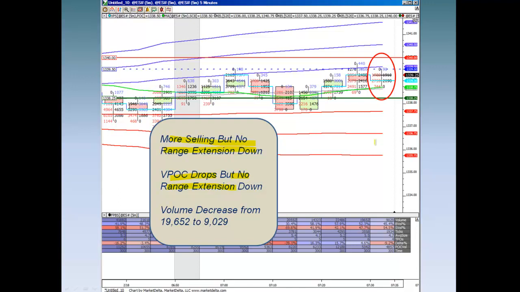But take a look at what's happening here. Volume decreases again from 19,000 to 9,000. So activity level is really slowing down. Again, not a good time for a long or a short. Time to sit this one out. Let's go on to the next candle.